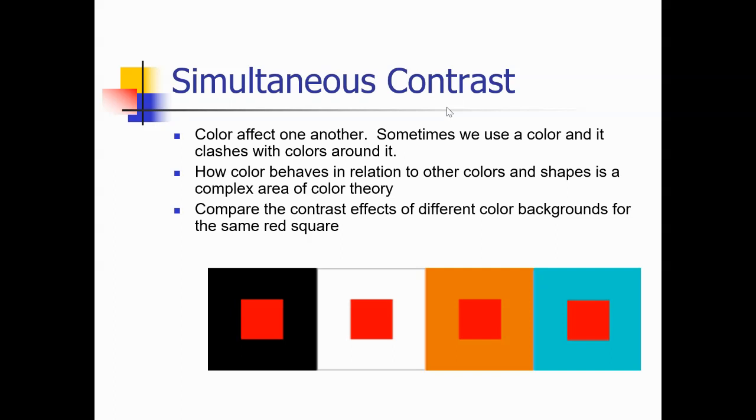Sometimes we use a color and it clashes with the other colors around it. How a color behaves in relation to the other colors and shapes is a complex area of color theory. Understanding how simultaneous contrast works is important.